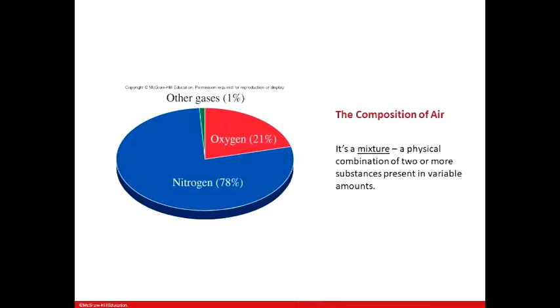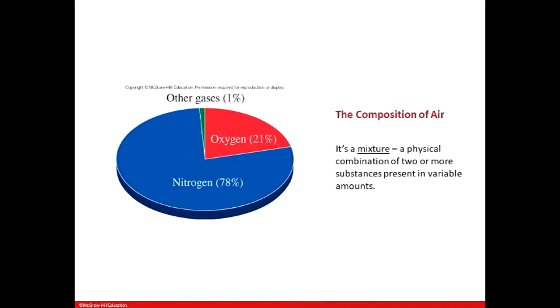All right, the next one here, let's look at the composition of air. It's a very straightforward composition for the most part, except when we get into that 1%, the green area, as you see on this particular slide. The composition of air is a mixture, a physical combination of two or more substances present in a variable amount. Air is a mixture of pure compounds, but some of those are what we identify as impurities because they have an adverse effect on humans, for the most part.